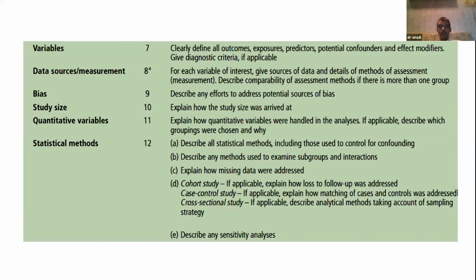Study sample size: you have to mention the study sample size. It may be 41 cases, 52 cases, depending on your study setting. What quantitative variables are there? What is the statistical method we are going to apply?